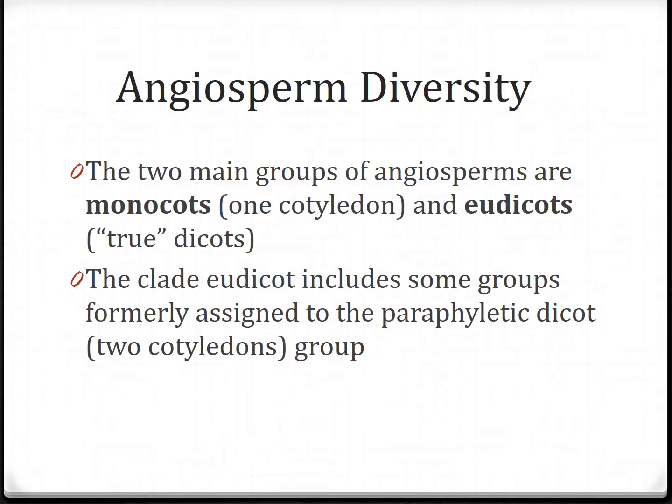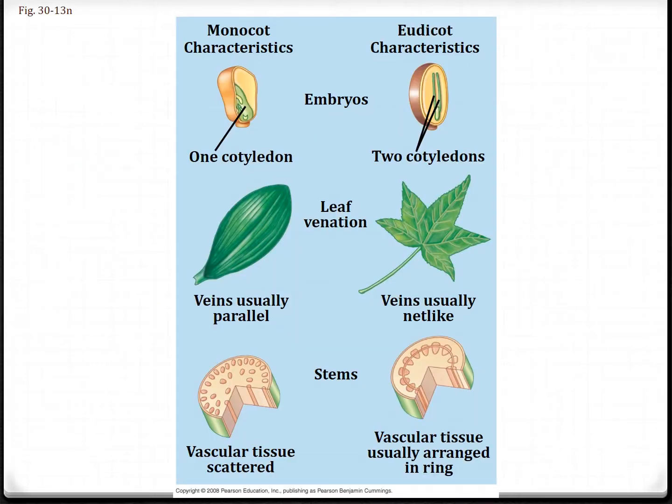So there's 2 main groups of angiosperms you can have. This would be your monocots and your eudicots. Traditionally, we just call those dicots. But the monocot has 1 cotyledon or 1 seed leaf, while the dicots have 2 cotyledons or 2 seed leaves. And there's a lot of other different characteristics between them, and we're going to look at those in just a moment.